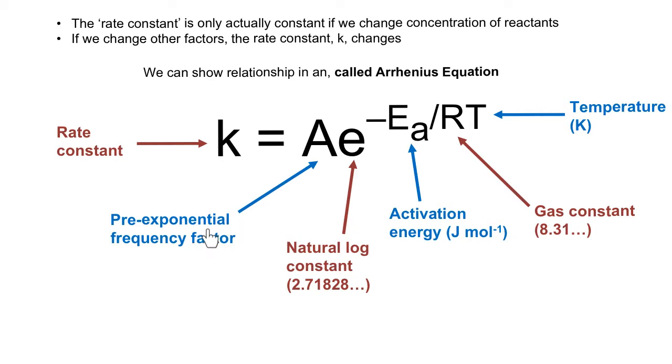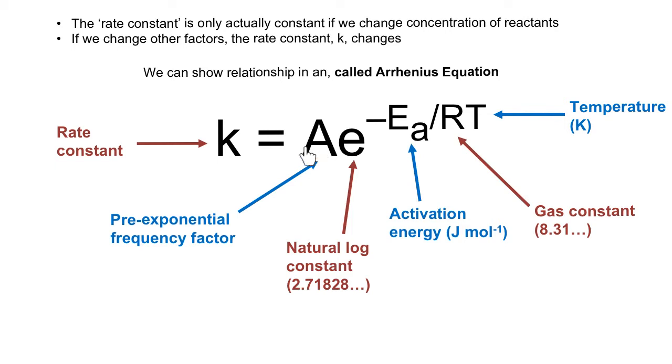You have the pre-exponential factor. This pre-exponential factor depends on the collision frequency in a particular reaction. It also depends on the type of molecules that you're looking at and their orientation in which they collide. So it depends very much on the shapes of the molecules that are involved in a chemical reaction.